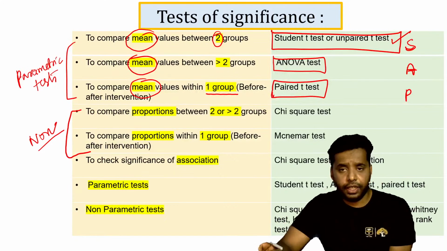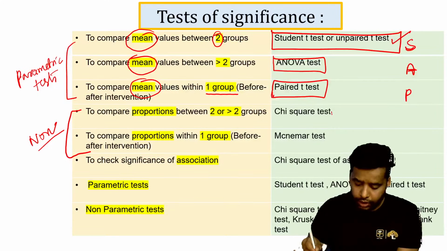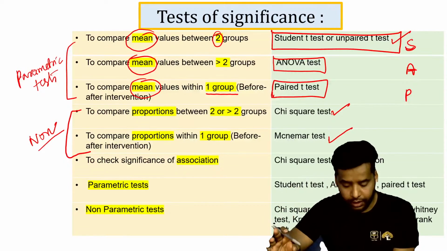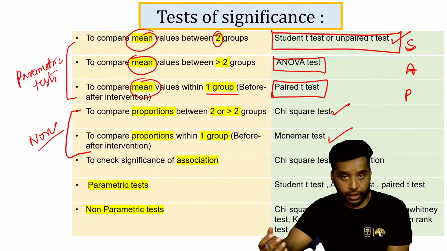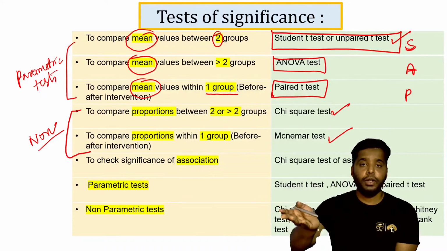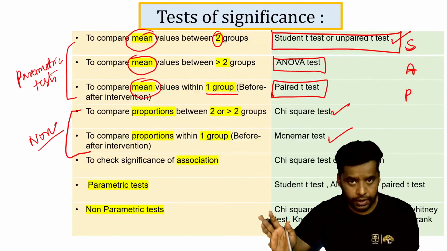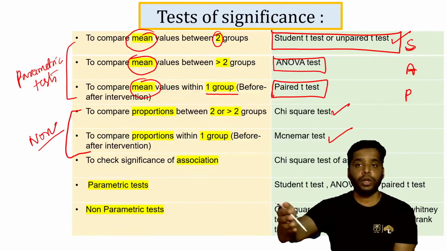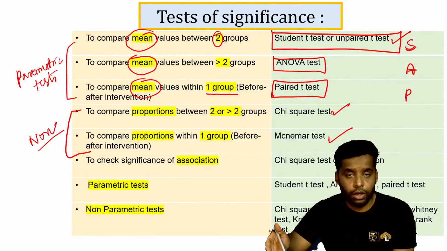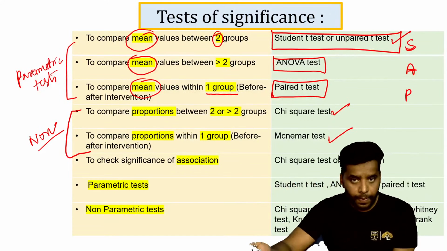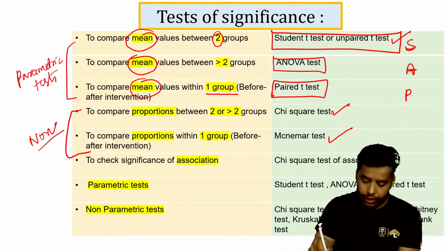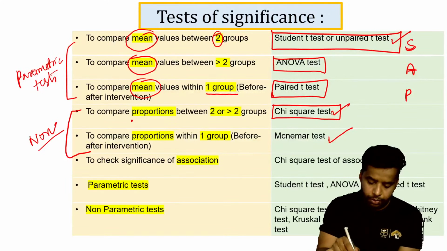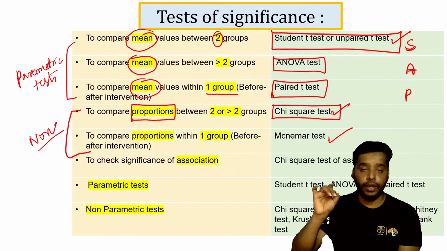Proportions are usually asked in the exams. For two or more than two groups, use the chi-square test. For one group before and after an intervention, use the McNemar test. Comparing cure rates, treatment A 80%, treatment B 20%. The proportions you are comparing, such as success rates or cure rates between group 1 and group 2, or group 1, group 2, group 3, in such a situation we use the chi-square test. The chi-square test is used to compare proportions, not means.